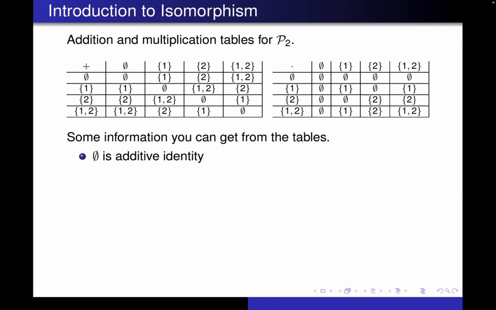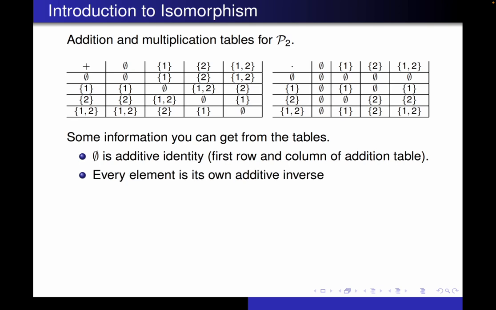Well, first of all, you can tell just by looking at it that the empty set is the additive identity. How do you know? Well, if you look at the first row and the first column of the addition table, you can see that the empty set leaves everything alone. Empty set plus empty set equals empty set. Empty set plus the set containing 1 is equal to the set containing 1, etc. Look at that first row. They all match what's right above them. And if you look at that first column, they match the element that's right across from them. And that tells us that the empty set is the additive identity, again, just from the addition table.